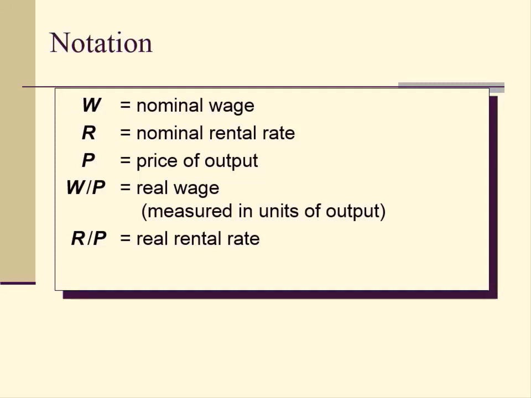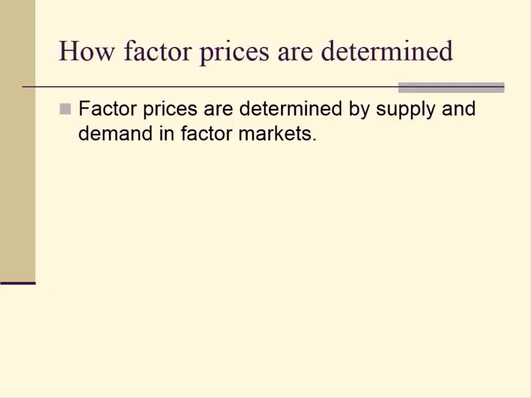Capital letter W is defined as nominal wage, capital letter R is defined as nominal rental rate, P is defined as price of output, therefore W over P is the real wage measured in units of output, and R over P is the real rental rate of capital. Now, since the distribution of income depends on factor prices, we need to see how factor prices are determined. So how are factor prices determined?